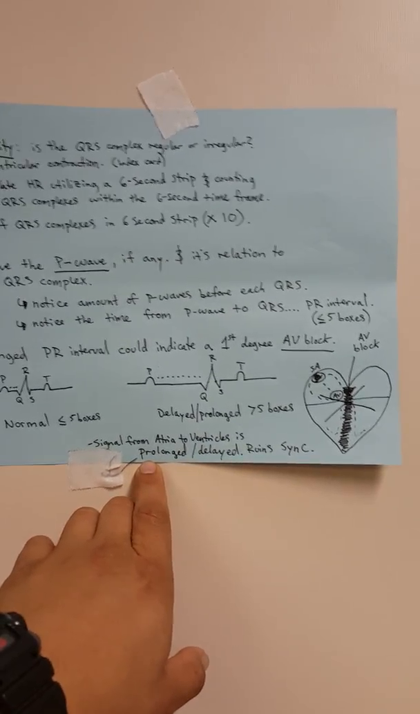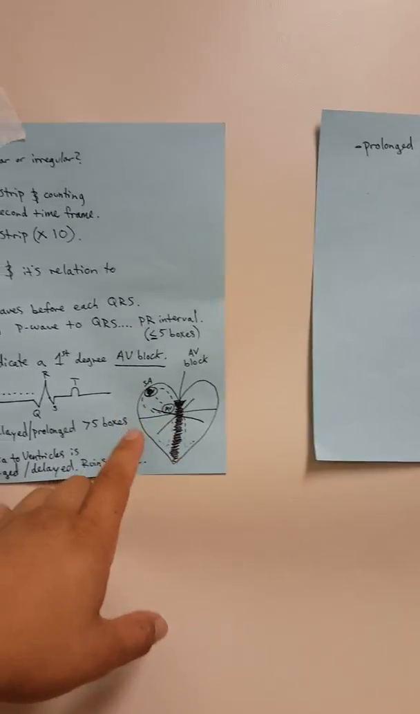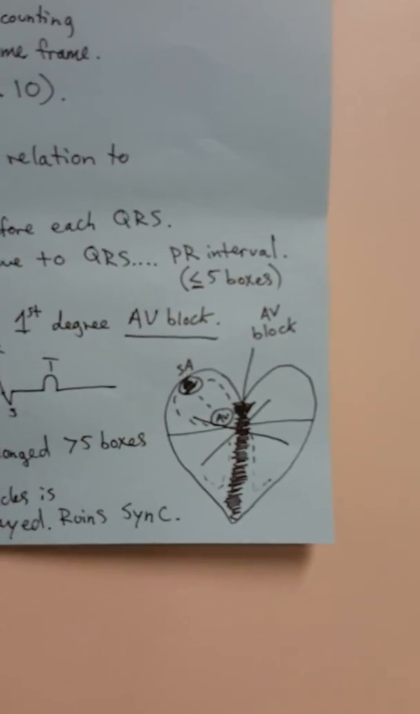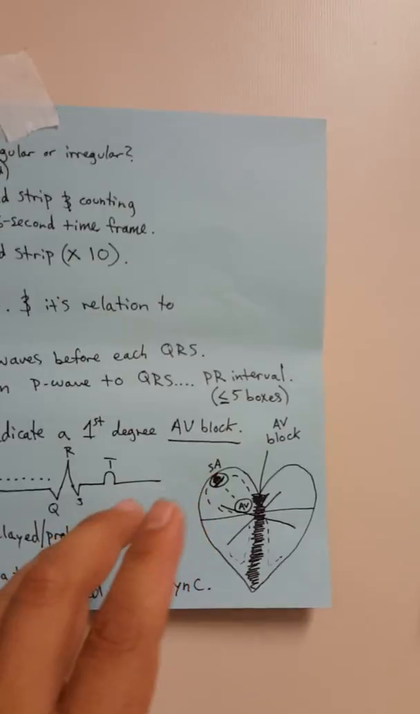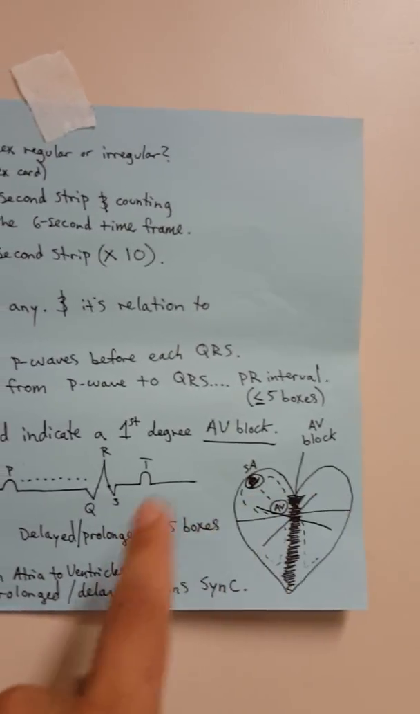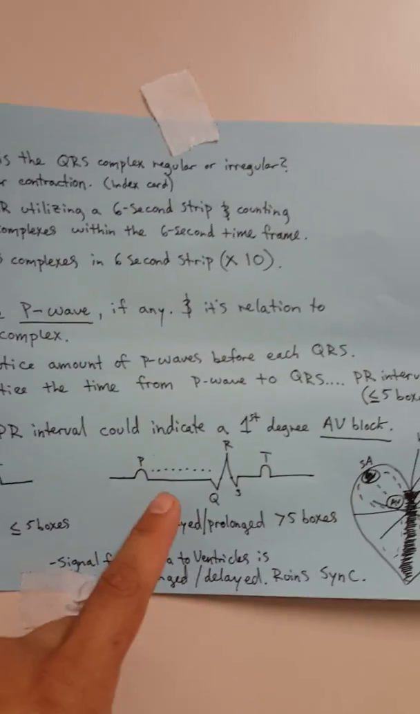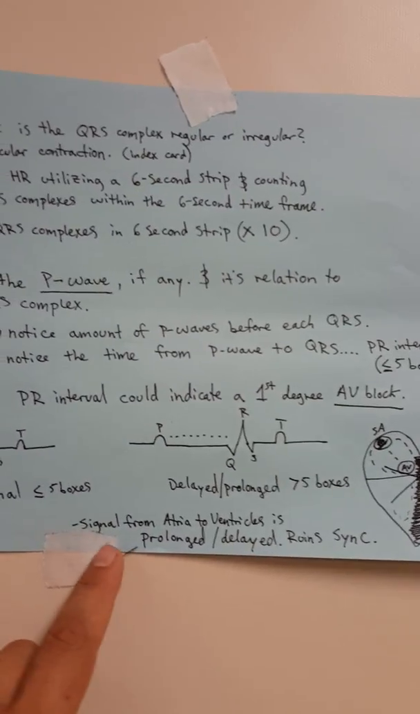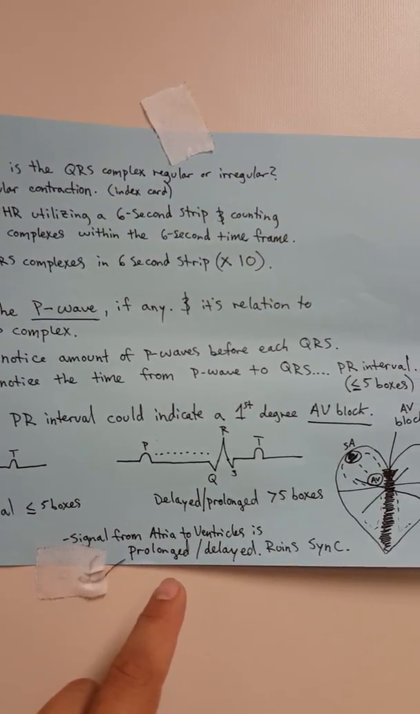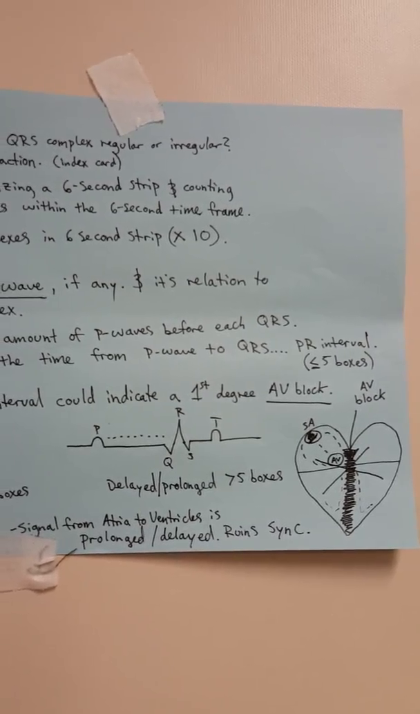So it's signaling from the atrium. Okay, sorry. Here's the picture of the heart to help you understand a little bit more. So what's happening is that the signal from the atria to the ventricles is delayed. So I put an X there. So the signal is delayed, which causes the prolonging of the P to the R. Like it says, the signals from the atria and the ventricles are prolonged, delayed. So it ruins the sync between the atria and the ventricles, contracting one right after another.